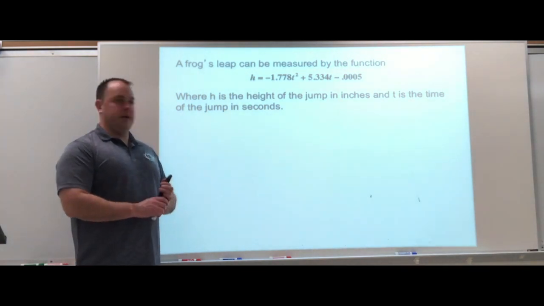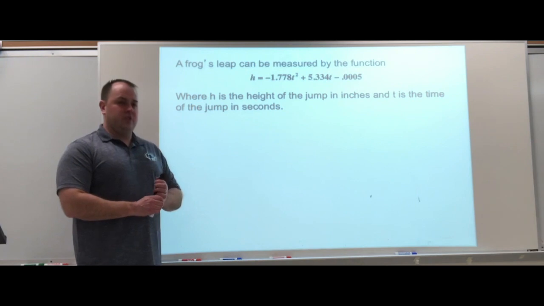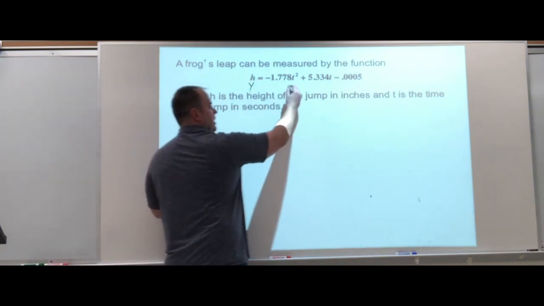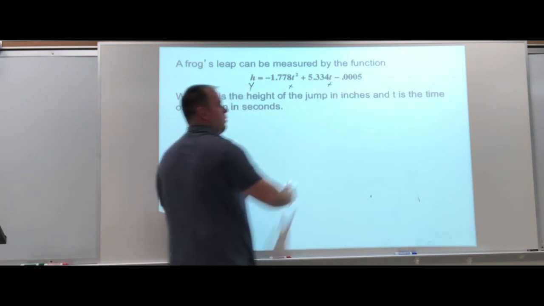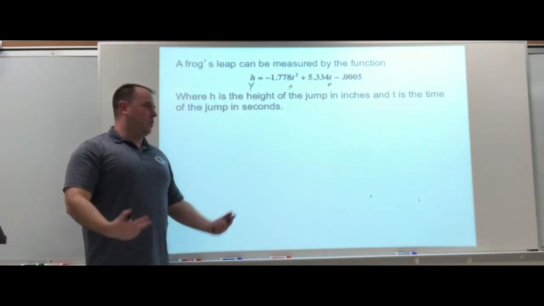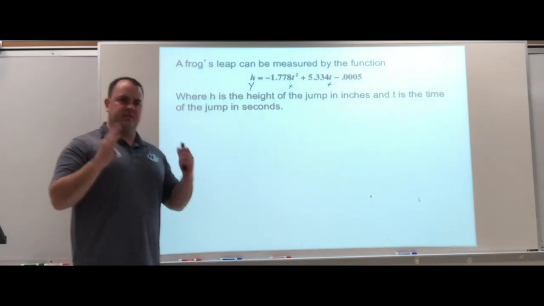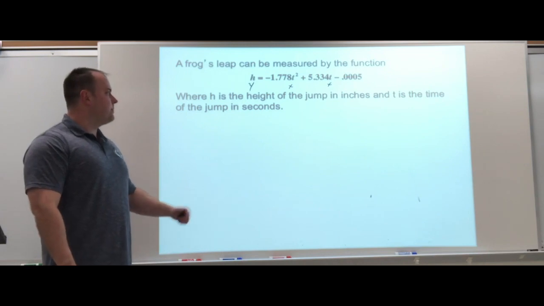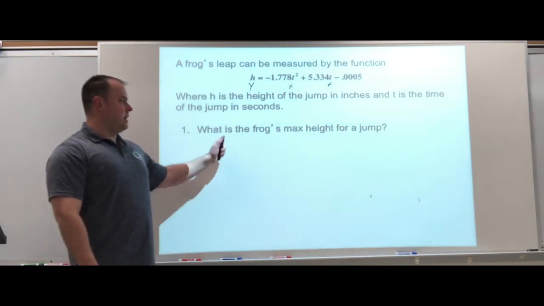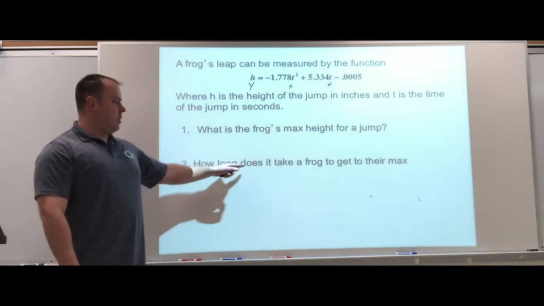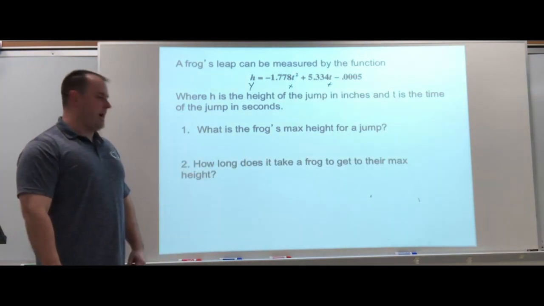Okay, one thing I do like to do with these, since we usually deal with x and y, I always kind of like to put y here and x's where my x's usually are. I know these are h and t's, so it looks a little different. This kind of helps me just stay a little more organized with the calculations that we usually do. The questions are going to be things like, what's the frog's max height for a jump? Okay? How long does it take a frog to get to their max height?